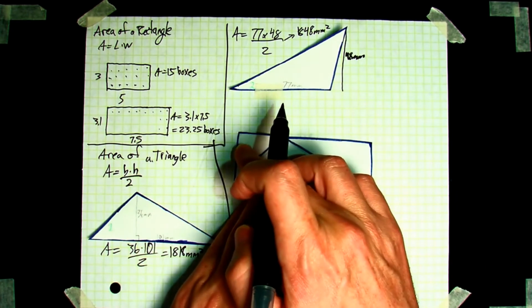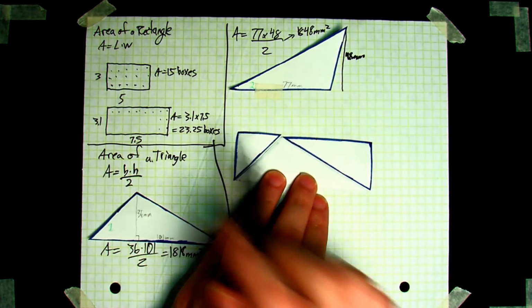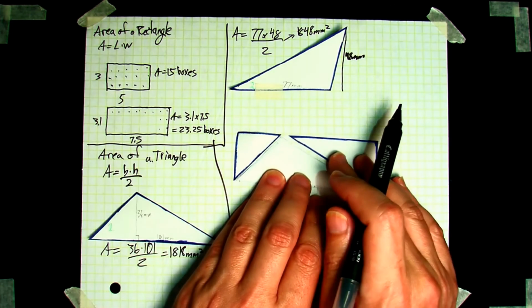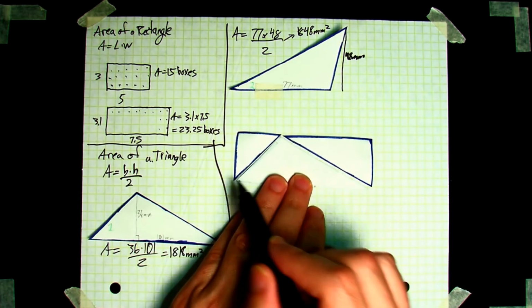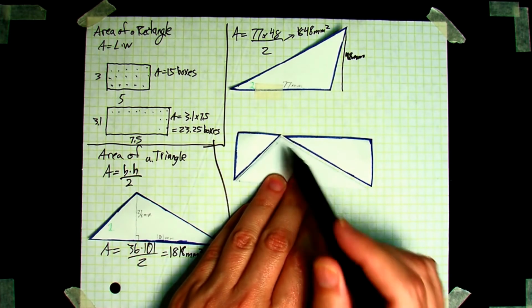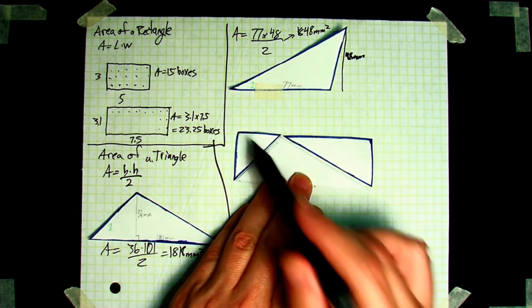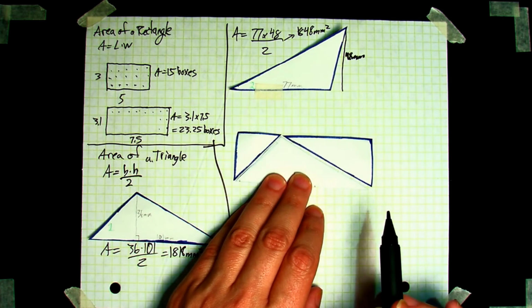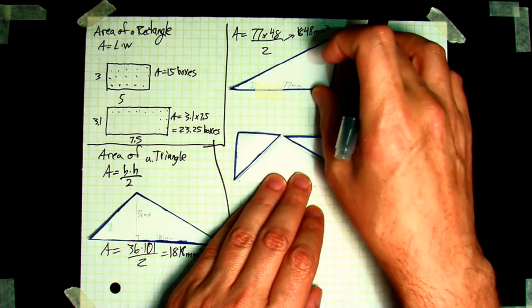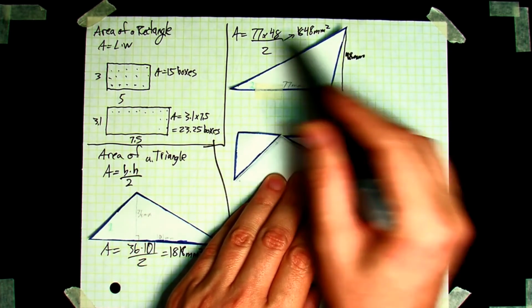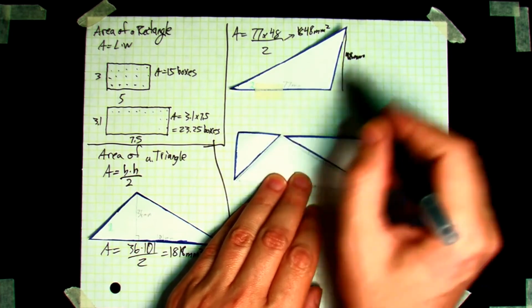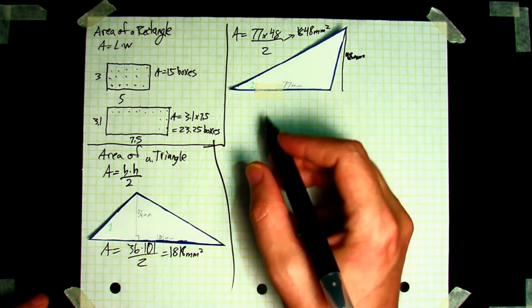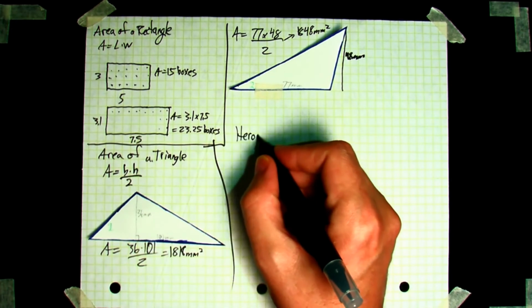So base times height over 2 is very much based on length times width. Because when you rearrange these pieces, you can see we have made a rectangle. So the area of this triangle here is half of the total rectangle area. And you can do that with any triangle by cutting it up and putting it together correctly. You could do the same thing here, and you could realize that this all fits into a box with this length and this height.